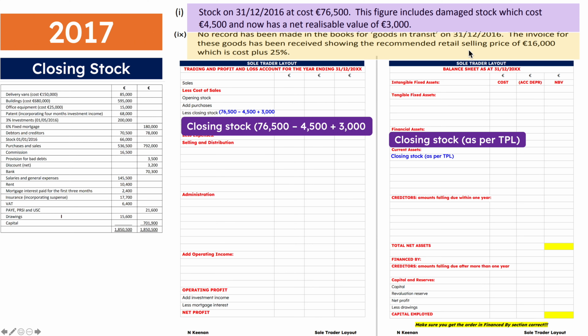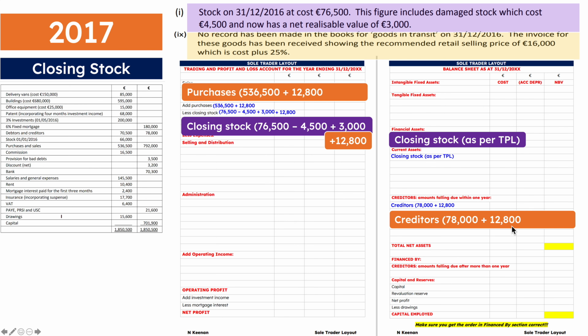Okay, so recommended retail selling price of 16, which is cost plus 25. So 16 divided by 125 multiplied by 100 will be our cost price, 12,800. So we add the 12,800 to the purchases figure, we add it to the closing stock, and we also add it to our creditors. And that's that adjustment done.